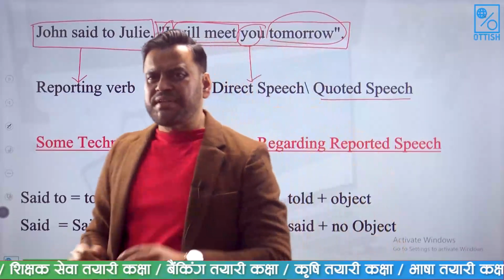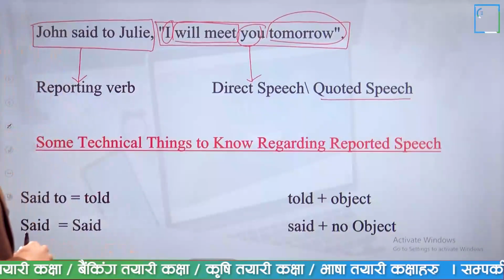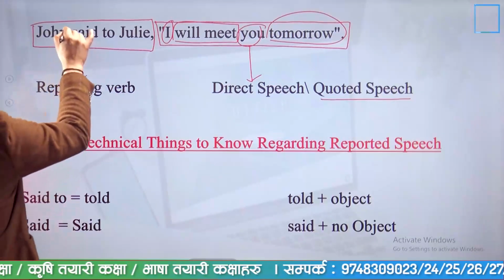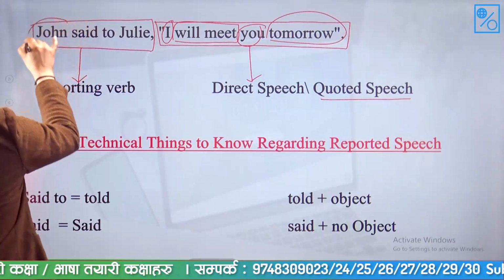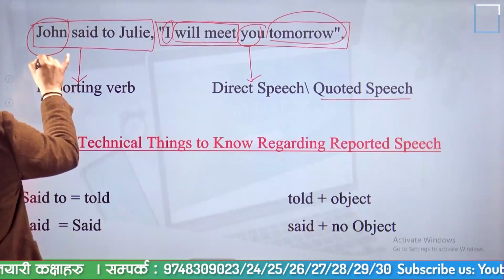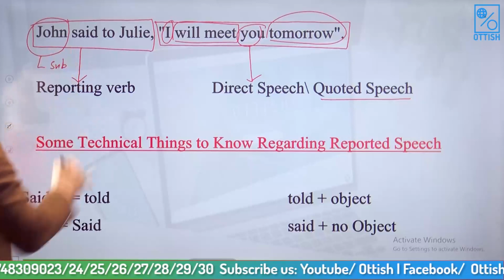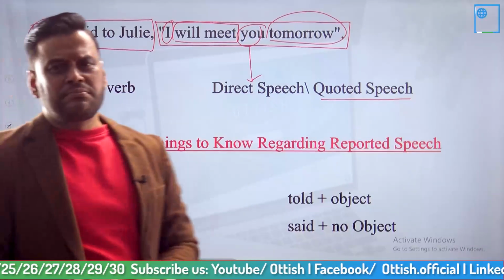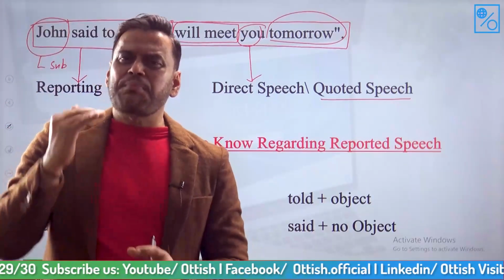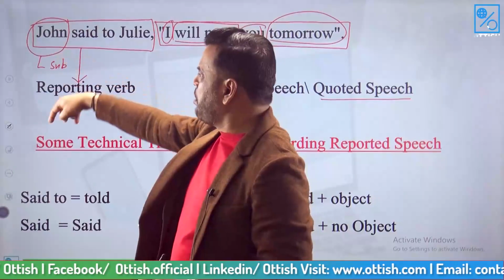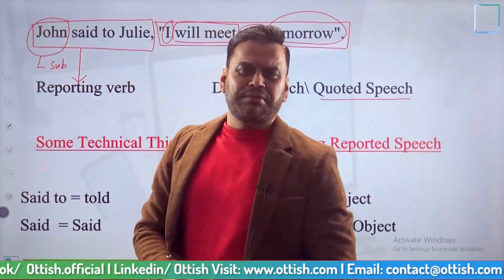Okay, now let me tell you one more thing. Okay, John. So John is the subject of reporting verb. यो reporting verb को subject चाहिँ तपाईको John हो. So John is the subject of reporting verb. Clear? John is the subject of reporting verb. Whenever I say the subject of reporting verb भन्छु, तपाईले यो पोइन्टलाई बुझ्नुपर्ने हुन्छ.